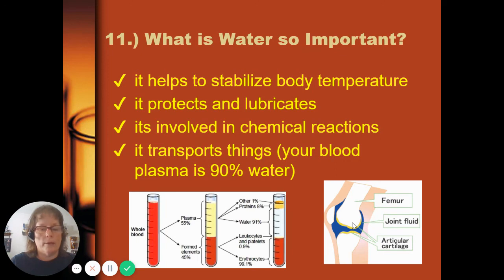It's involved in a lot of chemical reactions. We just went through the chemical reactions, and I actually demonstrated that and showed you where the water is being pulled out or added back. And then it also serves as a transportation device. Example, your blood, at least the plasma part, is 90% water. Okay, so water is very, very important to living things and human beings.